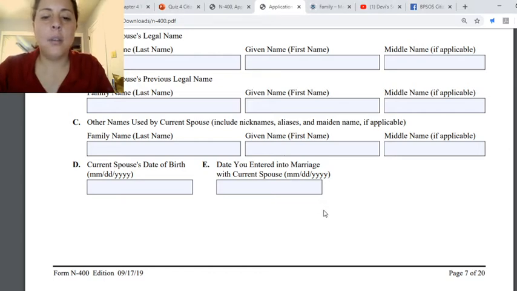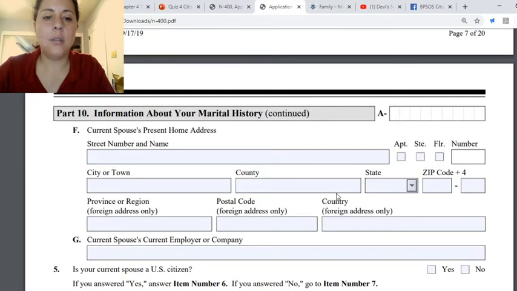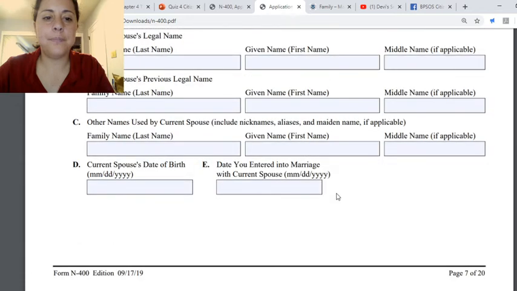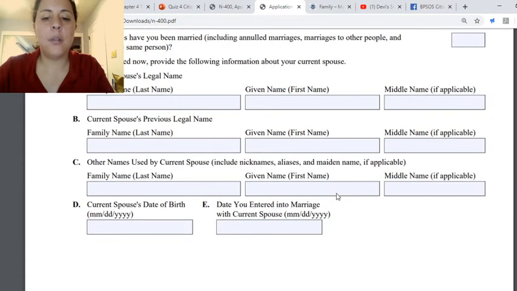And then you need letter E, date you entered into marriage. So again, month, day, year. If you do not remember your date of marriage, please look at your marriage certificate to find out the exact day you were married: the month, the day, and the year of your marriage.